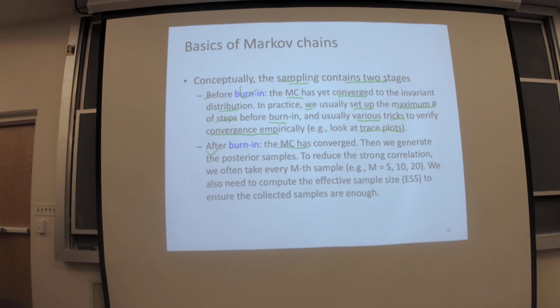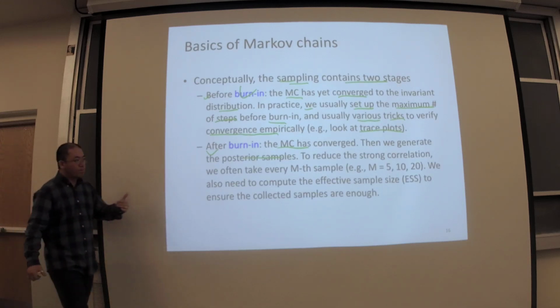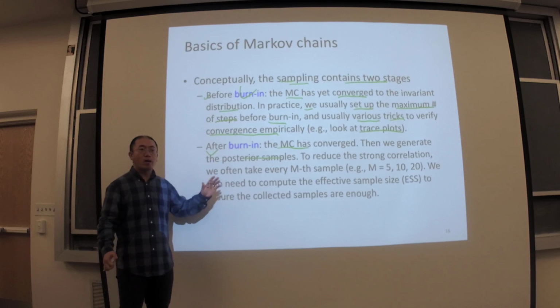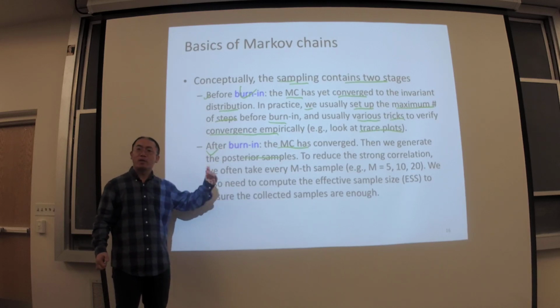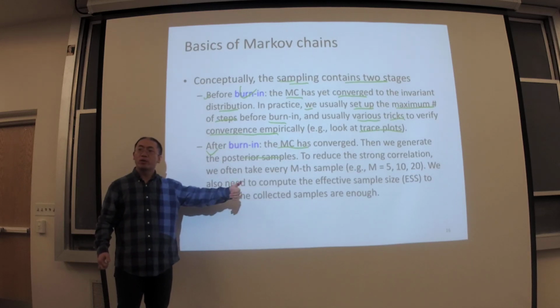the Markov chain has converged, and then we generate posterior samples. We assume that from this status on, every sample generated by the Markov chain will follow the true posterior, right? So next, we're going to harvest those samples. How can we harvest them? As we just mentioned, the samples generated from a Markov chain are highly correlated, right? Because Z1 depends on Z2, Z2 depends on Z3.